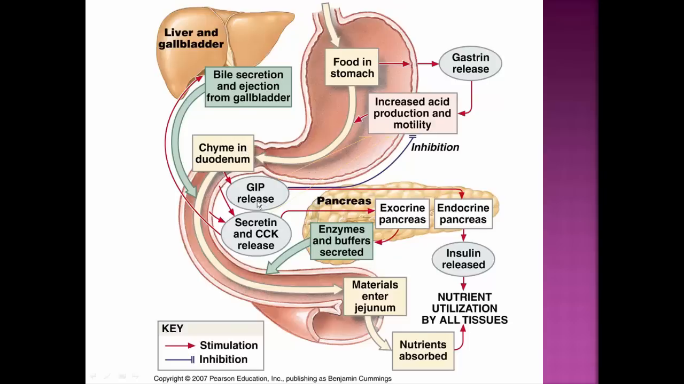The duodenum in response secretes GIP and secretin and CCK. GIP is in charge of getting insulin to be released. CCK and secretin result in the pancreas doing its exocrine functions of enzymes and buffers being secreted into the small intestine. It also, notice, gets the liver and gallbladder to produce bile and eject that into the duodenum as well. Now, GIP, secretin, and CCK are also inhibitory on the stomach. Remember, they're all about slowing the stomach down so that it's not doing too much too fast, so it can process that food slowly. That way the duodenum has a chance to digest that food and then absorb the nutrients, and then the food basically moves into the jejunum where other nutrients are absorbed and utilized.